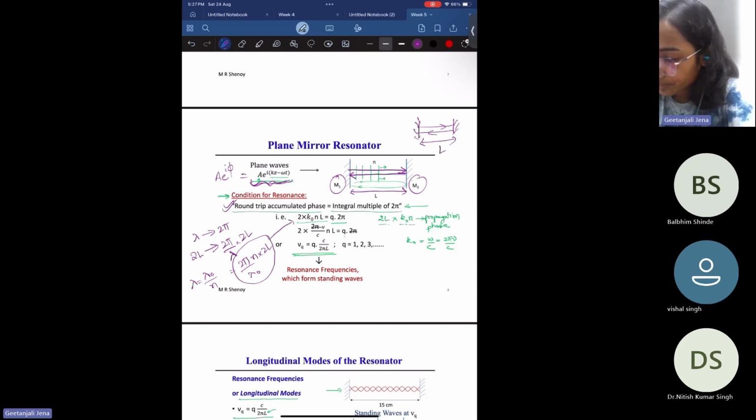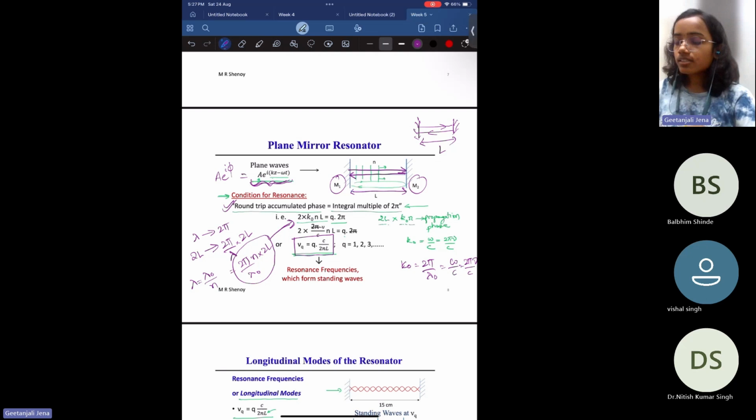This is also written here as 2 k0 nL, where k0 is 2 pi by lambda 0, or omega by c, or 2 pi nu by c. If you rewrite k0, you get the resonance frequency nu_q equal to q c by 2nL. So this is the resonance condition. This is the resonance frequency of a plane mirror resonator, which also forms a standing wave.